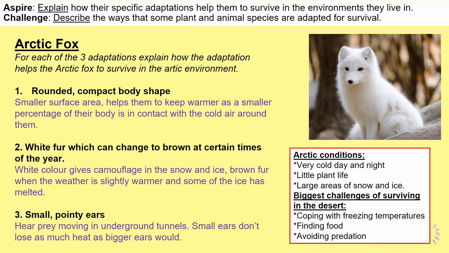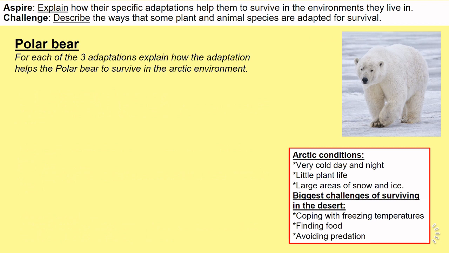The third Arctic animal we're going to think about. Again, like the camel, when you're asked to think about deserts, you tend to think about the polar bear when you're asked to think about Arctic regions. So the adaptations I'd like to think about for the polar bear are, again, rounded, compact body shape. And if you can remember what we just talked about for the Arctic fox, that will help you.